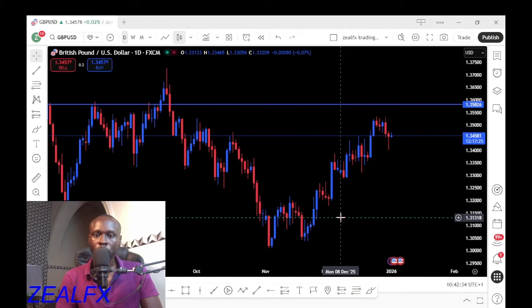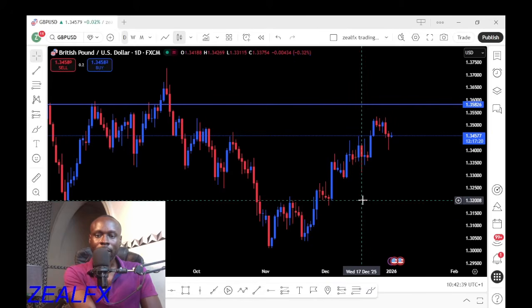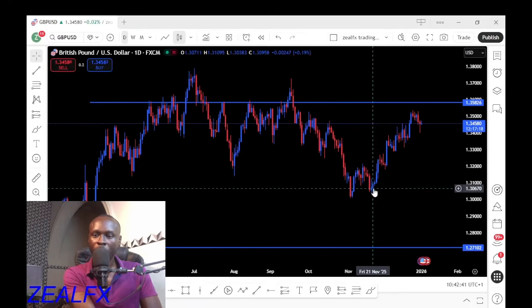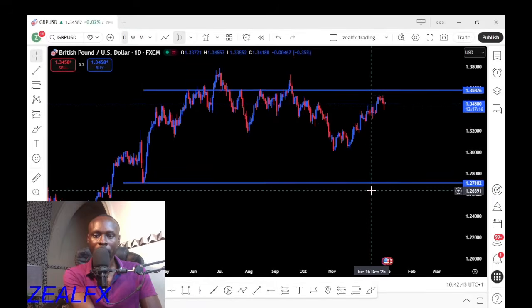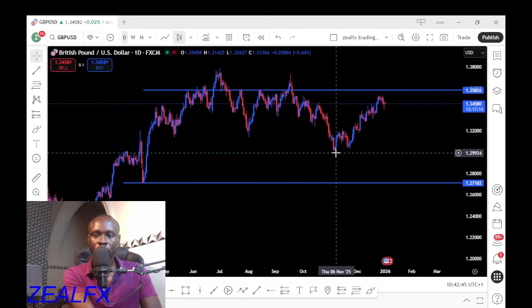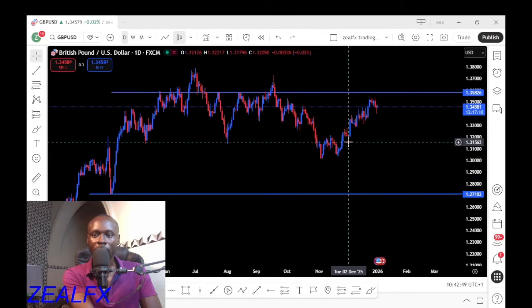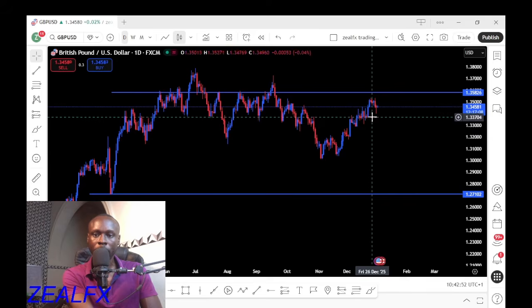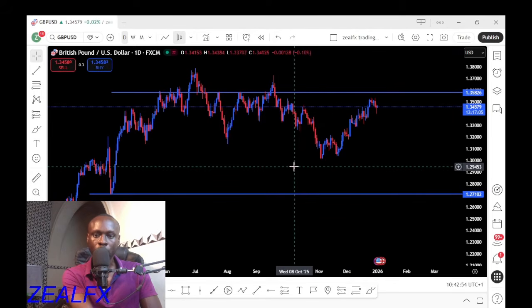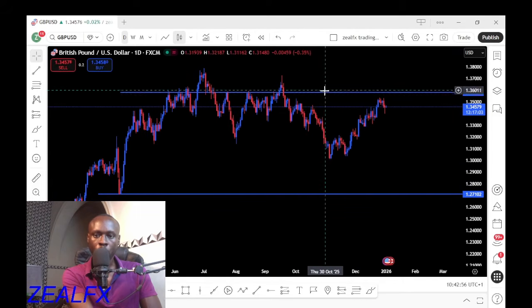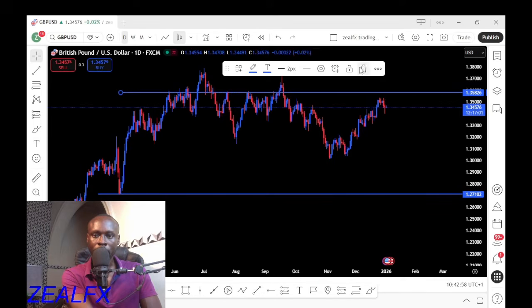Great British Pound USD on the daily chart has had this inner structure movement for a long period of time now, which is we have a lower low and a higher low and a series of higher lows, which indicates we have this inner structure movement for the Great British Pound USD. So let's look at the major structure on the Great British Pound USD.